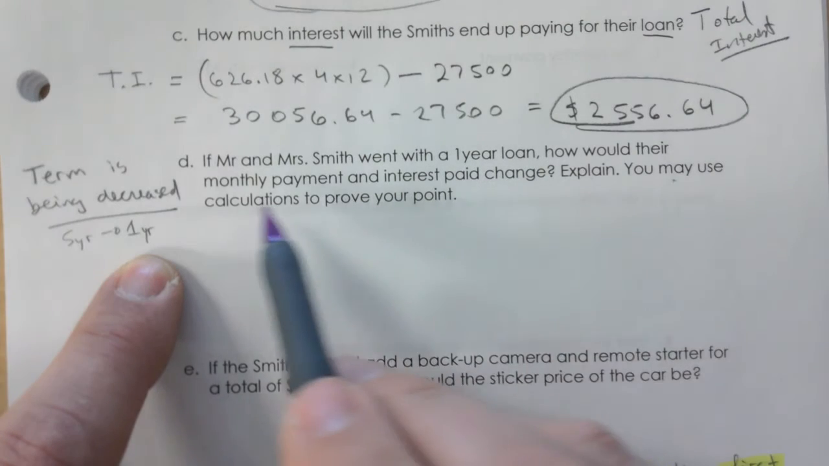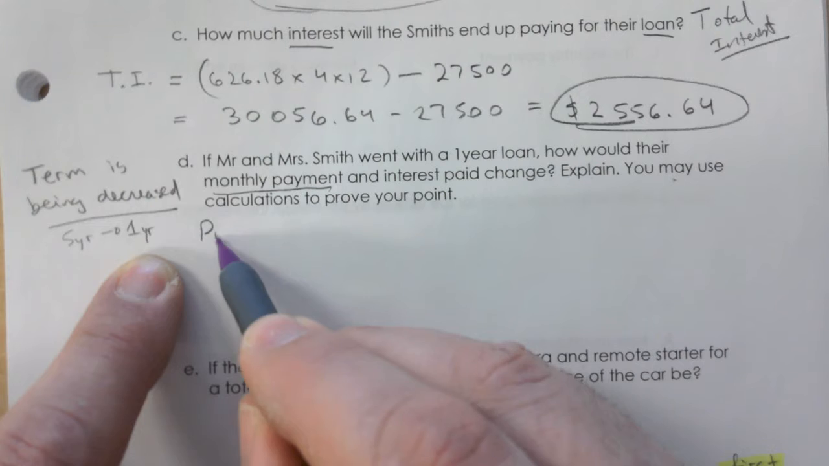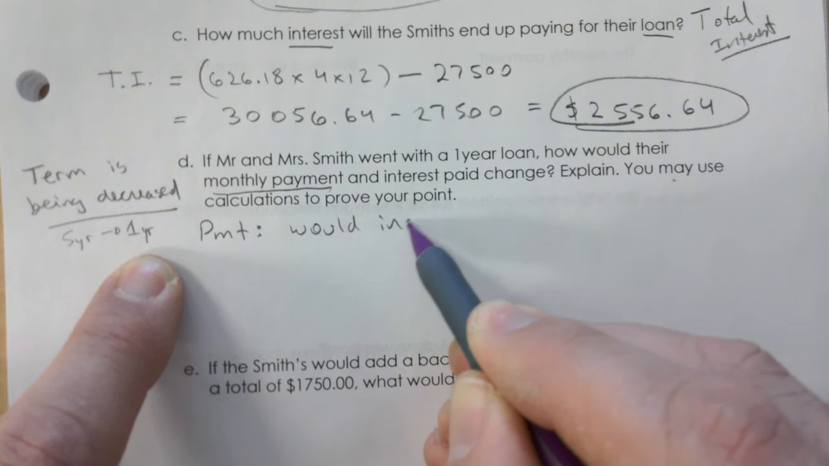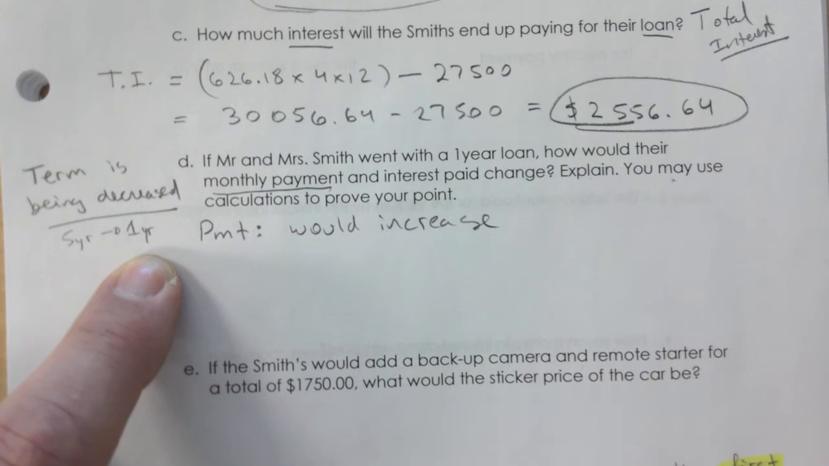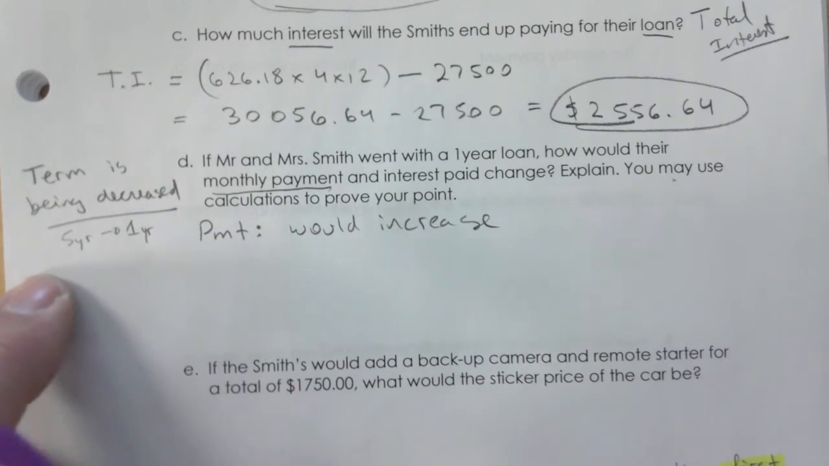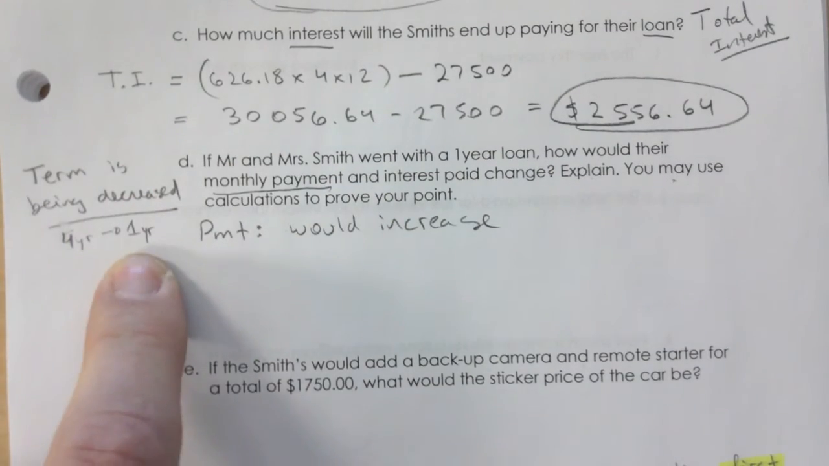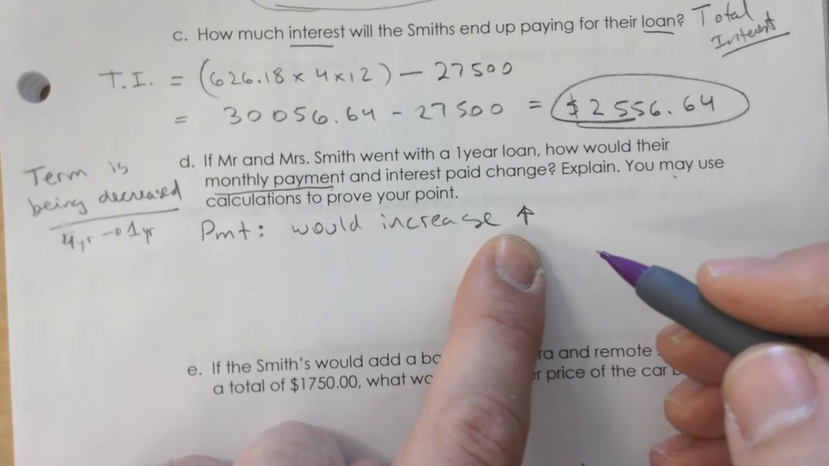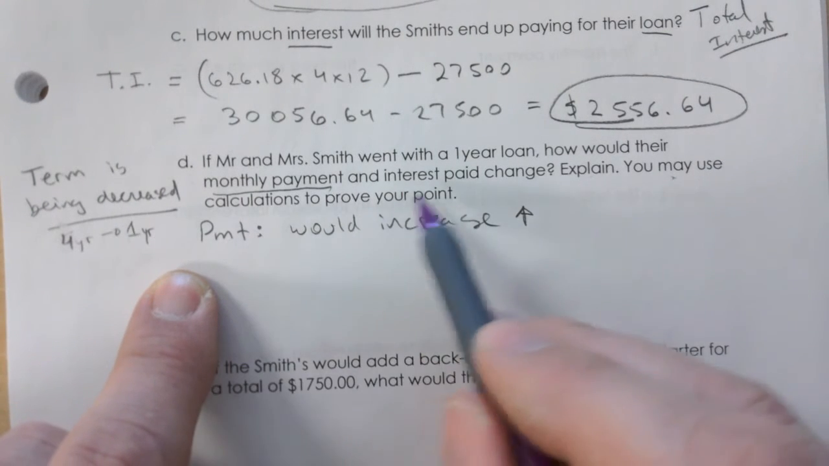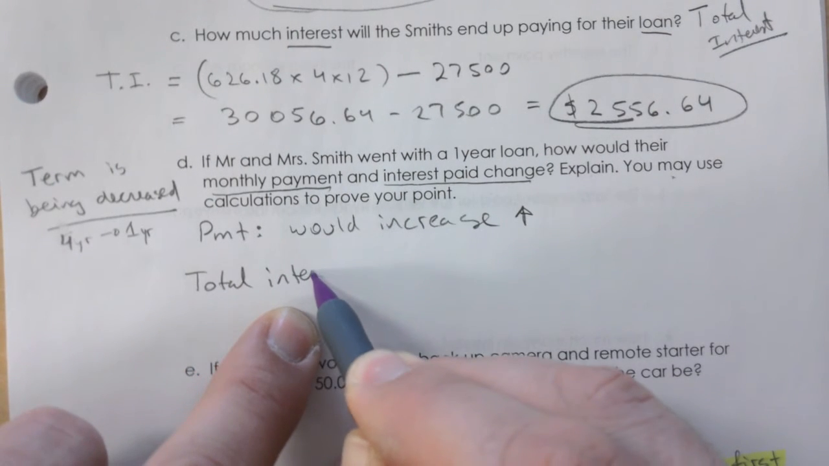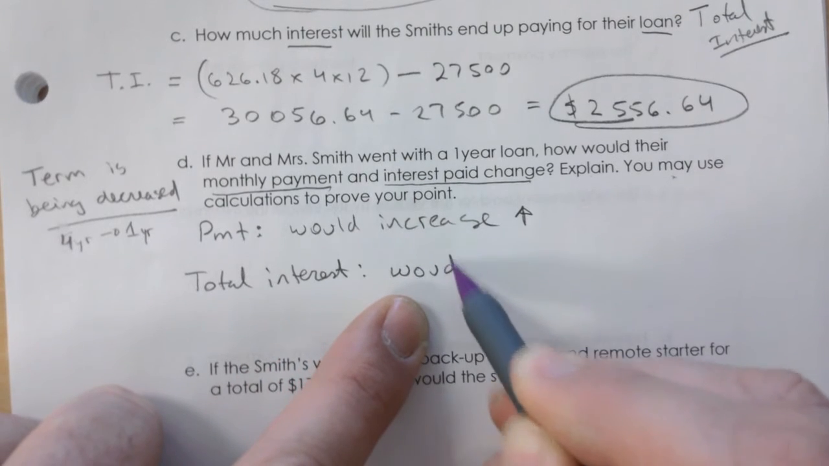let's answer the first part, the monthly payment, right? It would increase. And you can actually say would increase significantly because right now you're doing it over 1 year as opposed to, sorry, it's not 5 years, was it? That's 4 years, sorry. From 4 years to 1 year. So your payment would increase. That's one observation you can make without making any calculations. And the interest paid, total interest, would decrease.